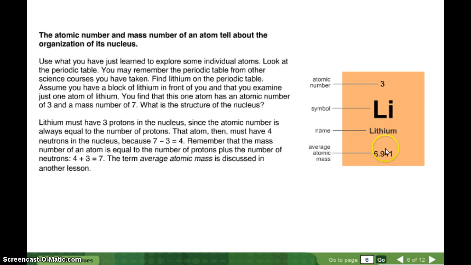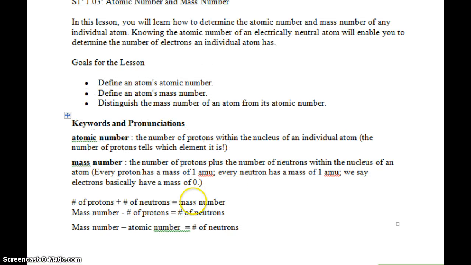So we round it to the nearest whole number. We say it's 7, 7 minus 3. Most atoms of lithium have 4 neutrons. All of them have 3 protons. So again, there's a reason why this is a decimal. We'll talk about that later.